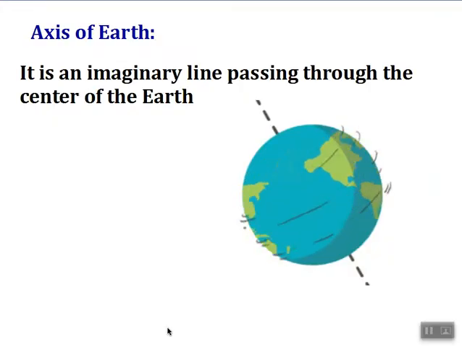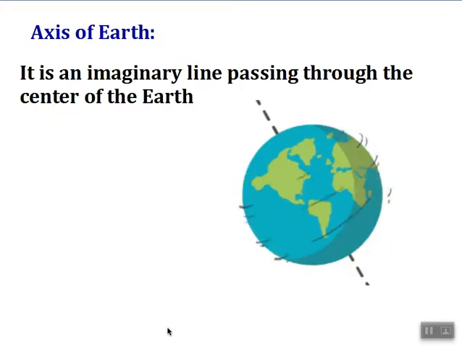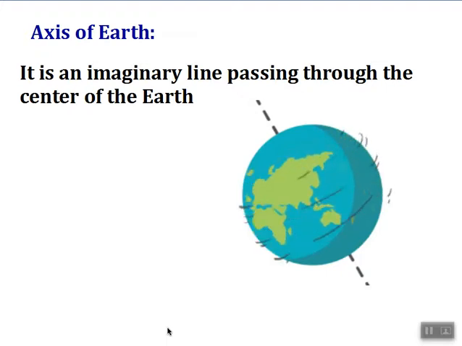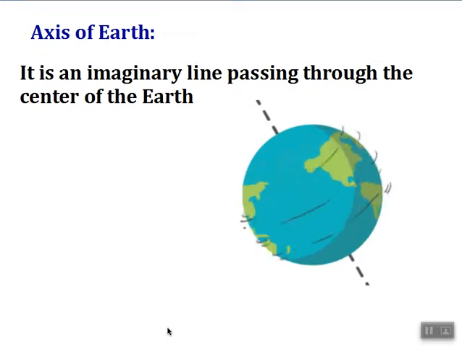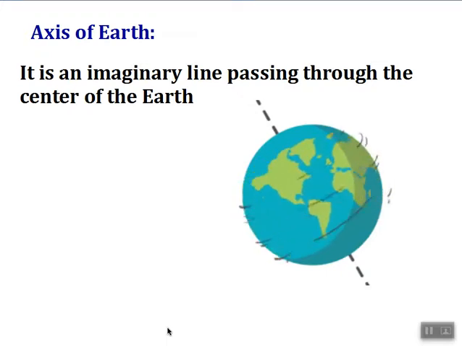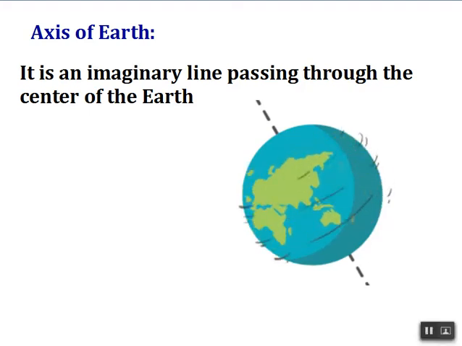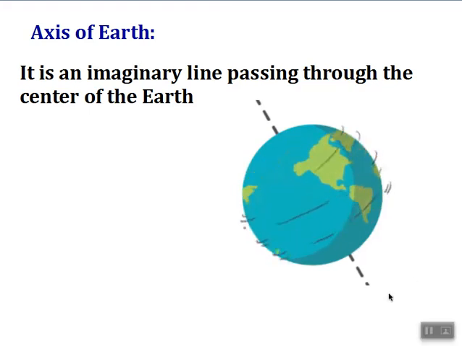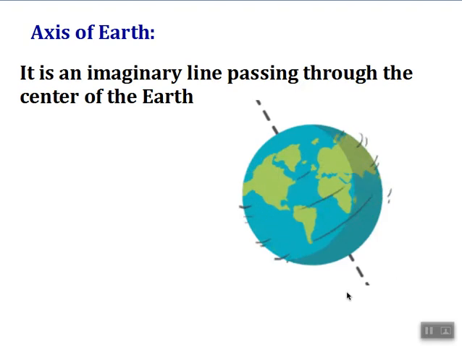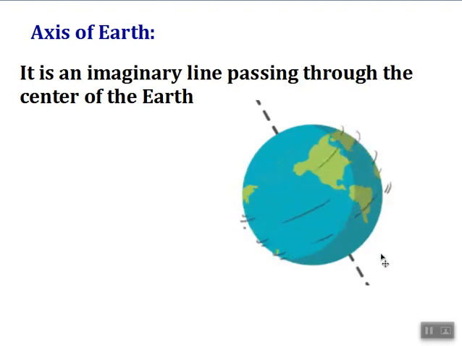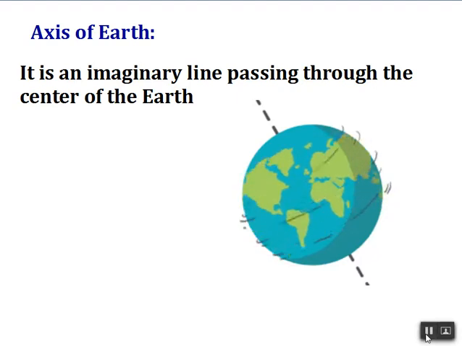What is the axis of the Earth? The axis of the Earth is an imaginary line, a line which is not found in reality, it's unreal. We imagine that there is a line passing through the center of the Earth where the Earth rotates around. So the Earth rotates around itself, or around this imaginary axis.